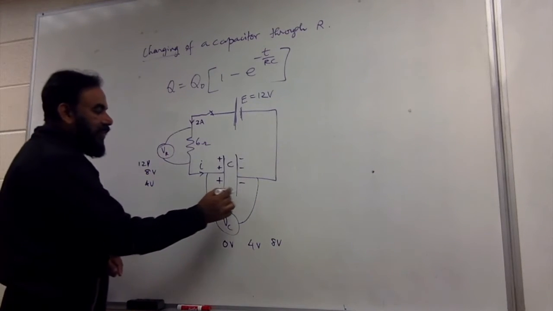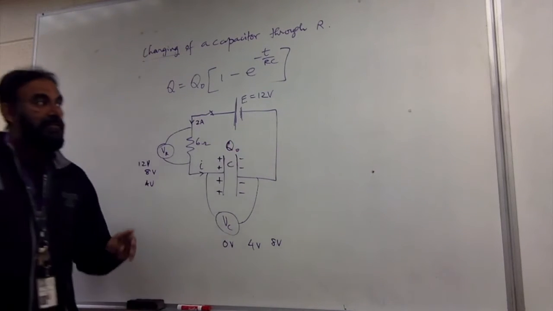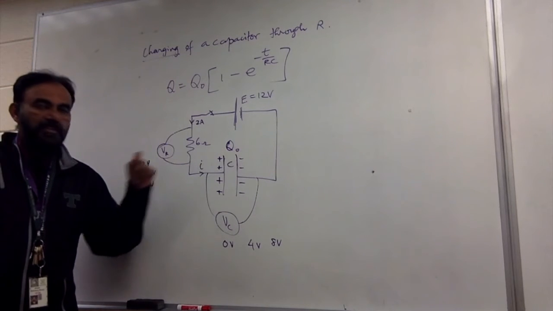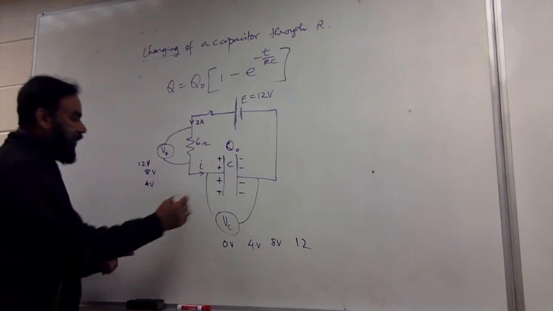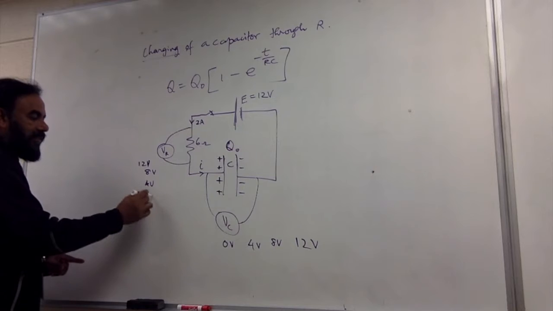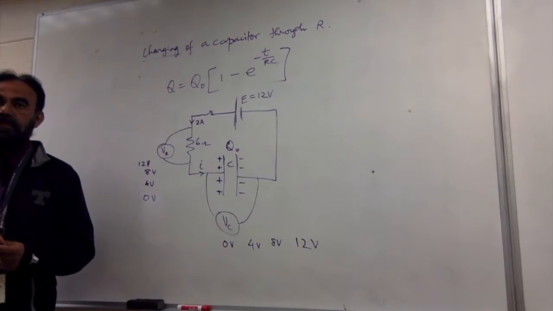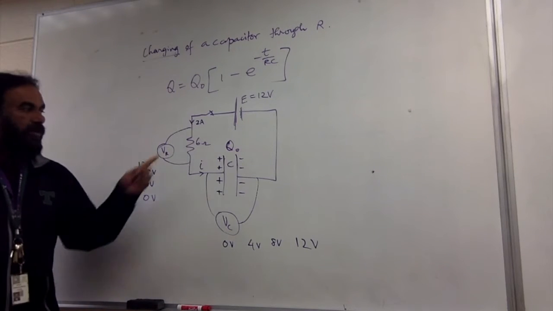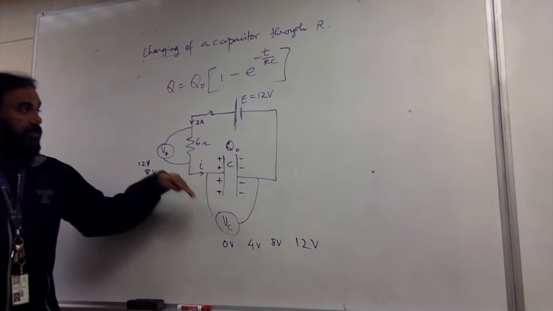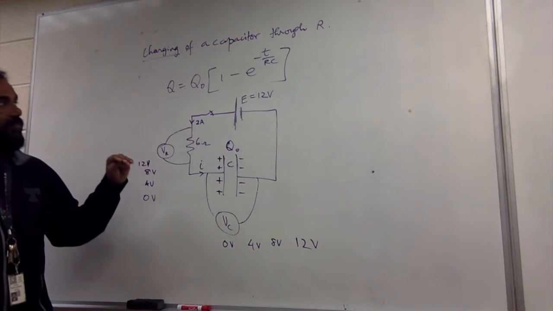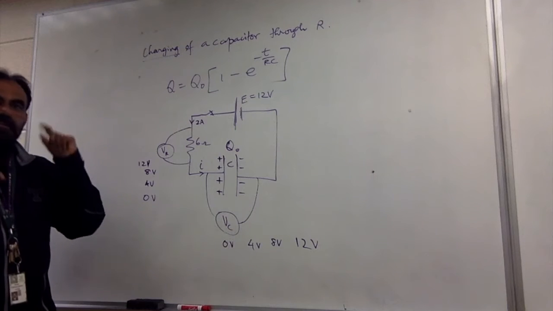And finally, when this gets charged fully to its maximum capacity, Q naught, Q naught is the maximum. Once it charges to its maximum capacity Q naught, what's the voltage here? 12. And what's the voltage here? 0 volts. Since the voltage across the resistor is 0 volts, what is going to be the current in the circuit? There's no current that's going to flow. So the current is dropping from a maximum value of 2 amperes to 0. And the charge across here is building up from nothing to a maximum.